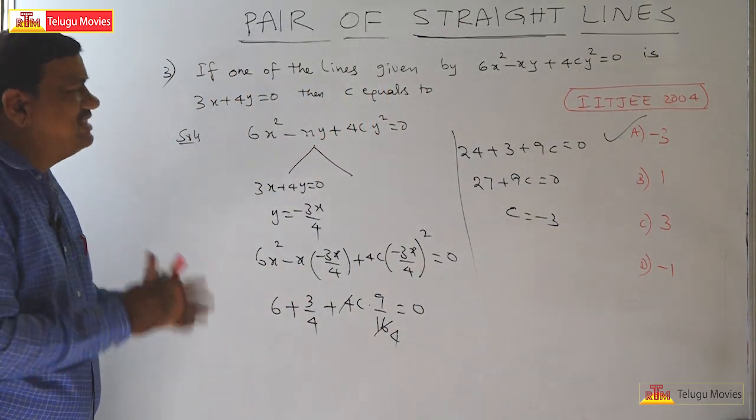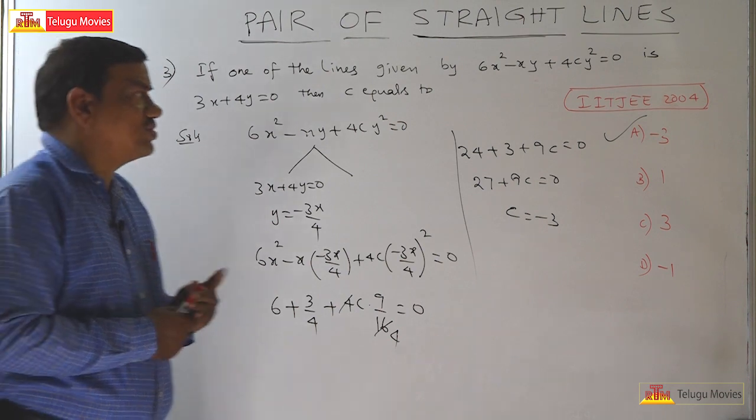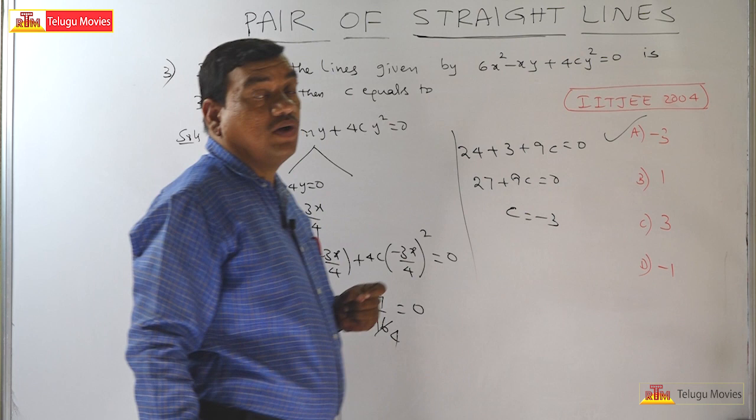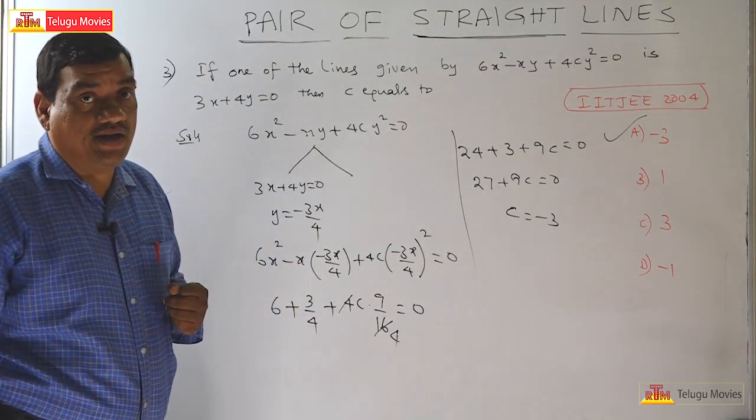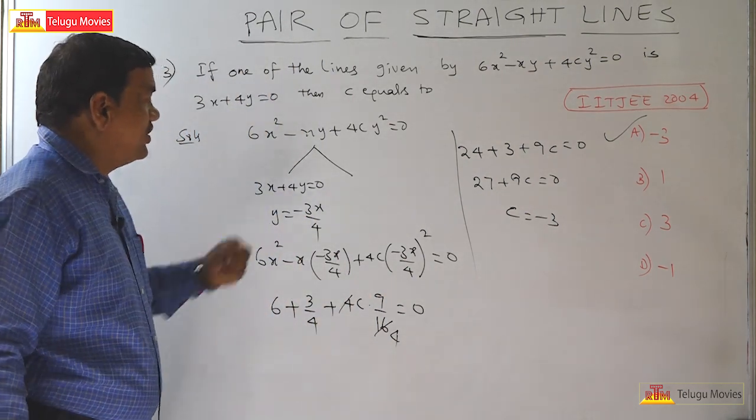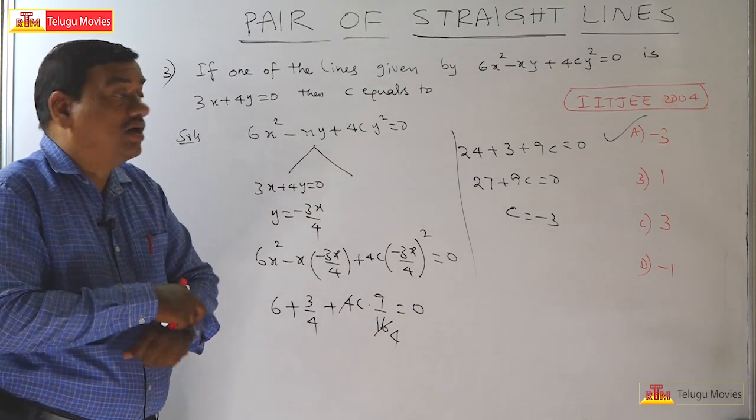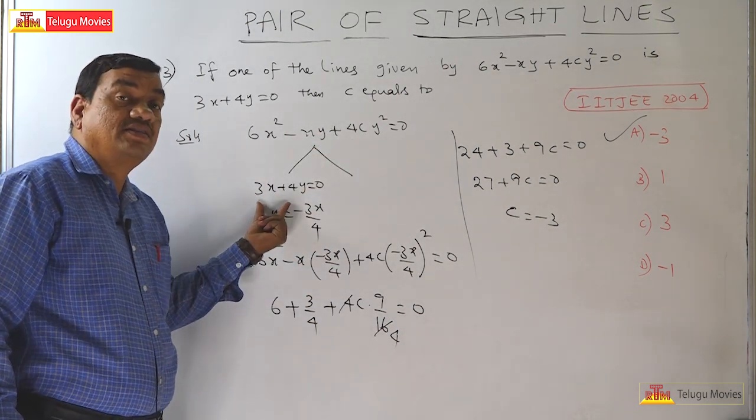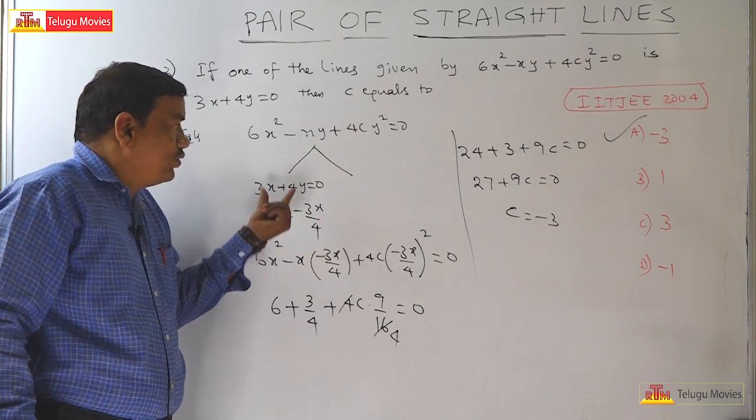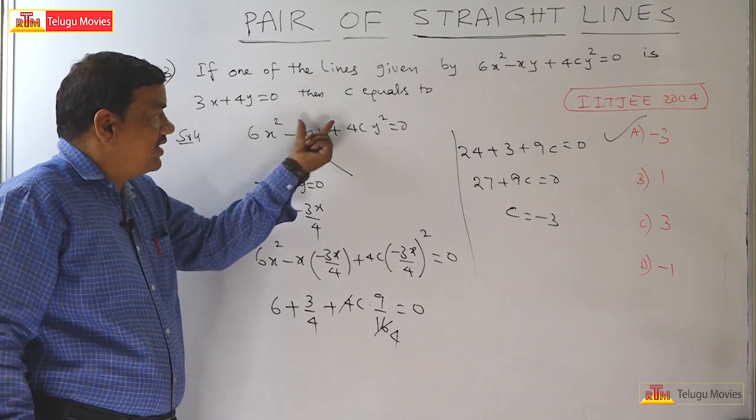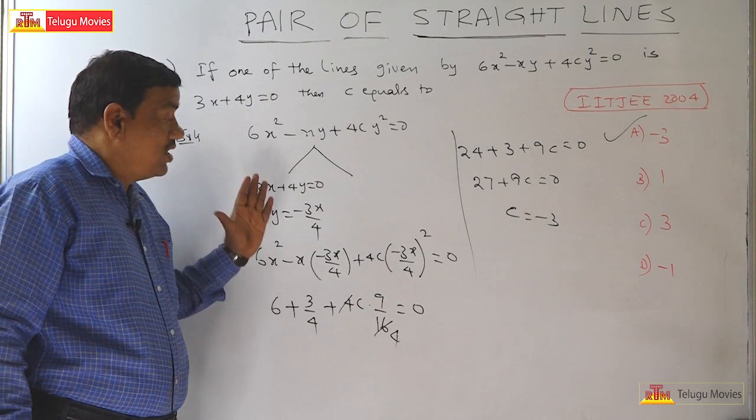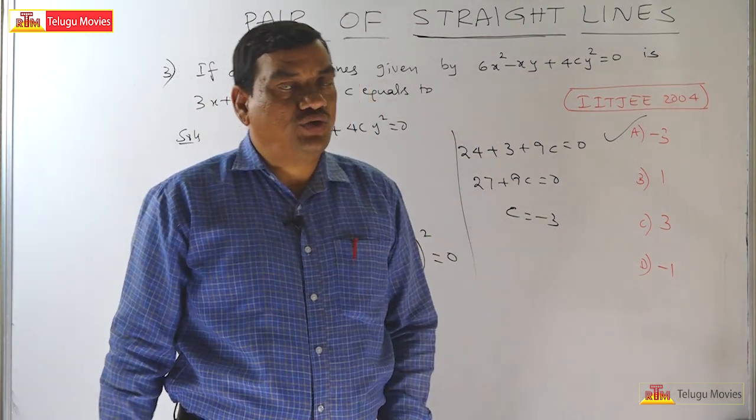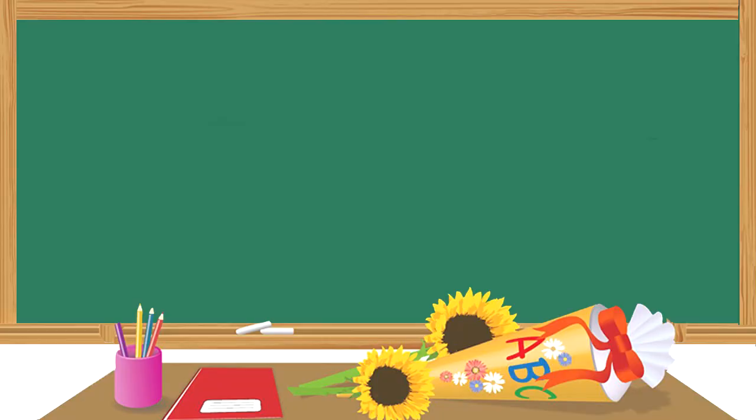So such very easy problems, but of course it was given a very long back, 2004. I think it is an IEEE problem. But try to understand the concept. Here, as in the previous problem, it is an equation of a pair of lines. One of the lines is given. Therefore, you can substitute that line's equation in the given pair of lines equation. Thereby you will get the answer. I hope that you understand this solution. Let us go for the next problem.